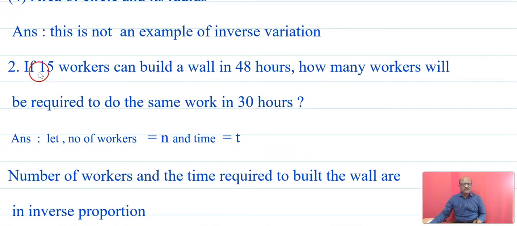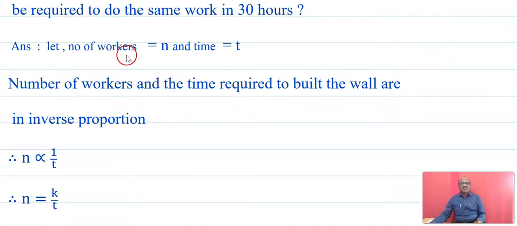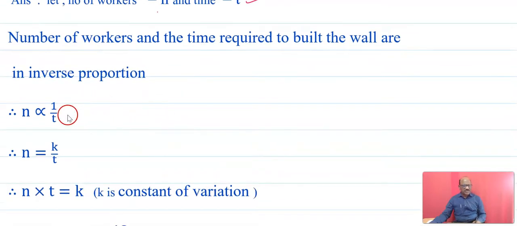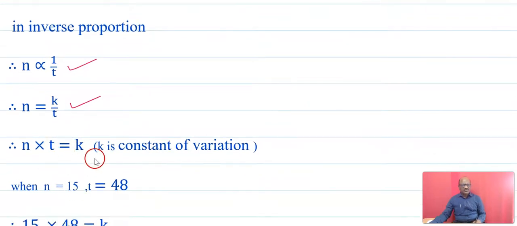Now the examples. If 15 workers can build a wall in 48 hours, how many workers will be required to do the same work in 30 hours? Let the number of workers be n and the time taken by them be t. The number of workers and the time required to build the wall are in inverse proportion. Therefore, n is inversely proportional to t. n equals k upon t. Therefore, n into t equals k.